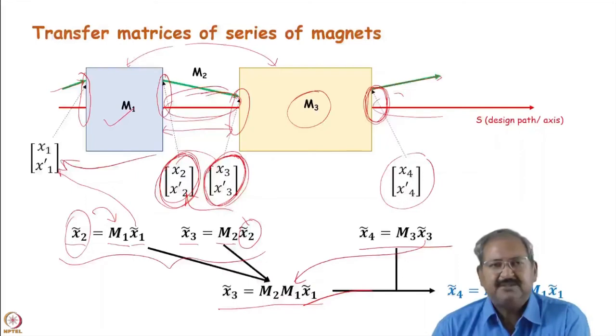You can write your own code, very simple code of matrix product, and just put in the matrices of the dipole magnet, quadrupole magnet, drift space, whatever the element is coming in between. And then using this criteria, you can obtain the full trajectory.